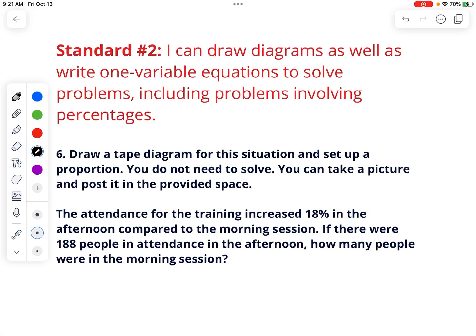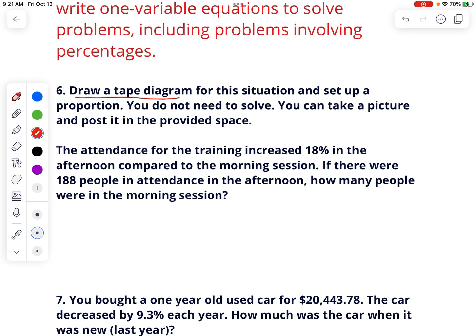All right, in the standard, I can draw diagrams as well as write one variable equations to solve problems, including problems with percentages. So in each one of these, we'll have some kind of diagram we can draw to solve this. First one says draw a tape diagram for the situation and set up the proportion. You do not need to solve.